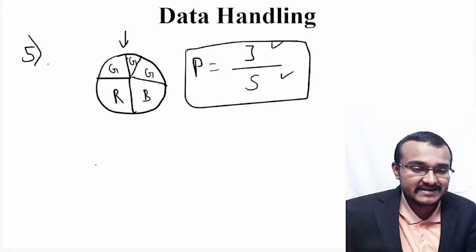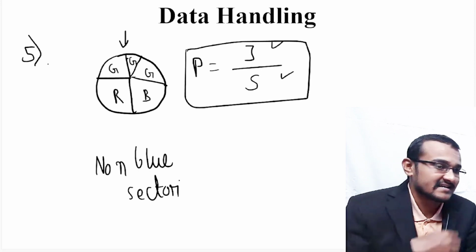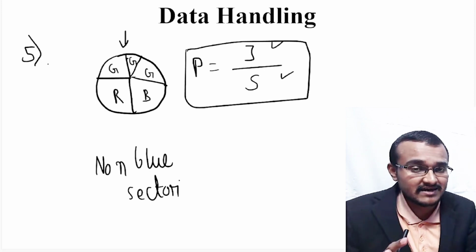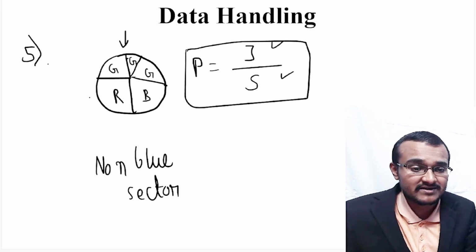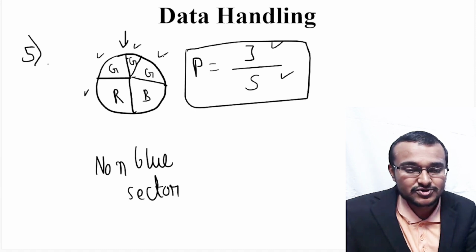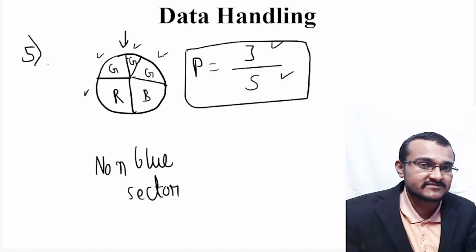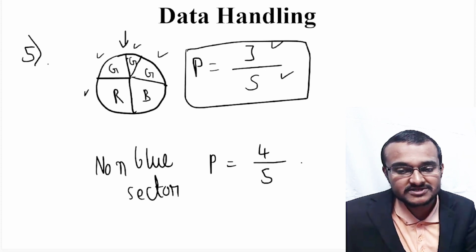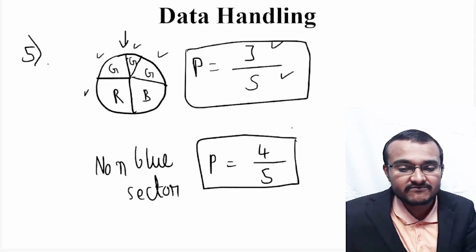Coming to the second question, getting a non-blue sector. What is the probability of getting a non-blue sector? That means other than blue, if you get any other division, then that is satisfied. That means you should not get blue, you should get colors other than blue. So here, which sectors have non-blue color? Red is non-blue, green is also non-blue. So 4 divisions are non-blue and 1 division is blue. So out of 5 divisions, 4 are non-blue. That 4 will be in the numerator and total outcomes, that is 5, will be in the denominator. So the answer for this second question in this fifth question will be 4 by 5.